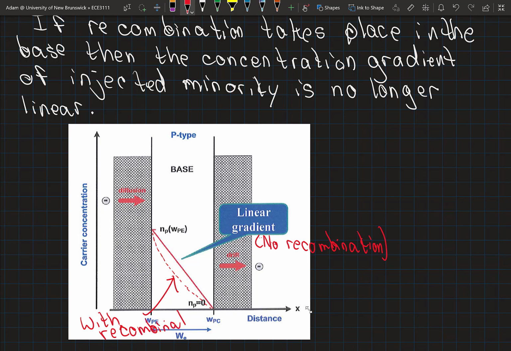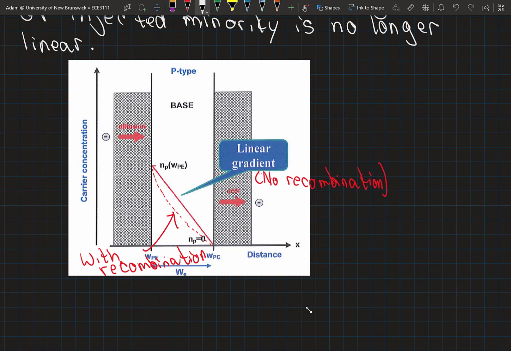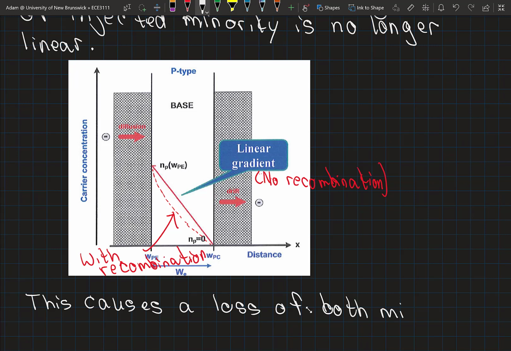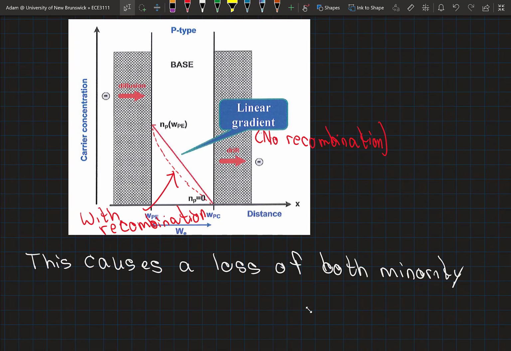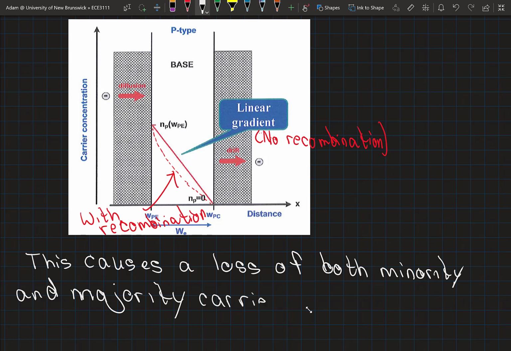Okay, what's the impact of this recombination, even if it is small? This causes a loss of both minority carriers, in this example those electrons that were injected from the emitter, and it causes a loss in majority carriers. The holes in that base, again in this example we're assuming the base is p-type, those holes that recombine with the electrons are also lost.